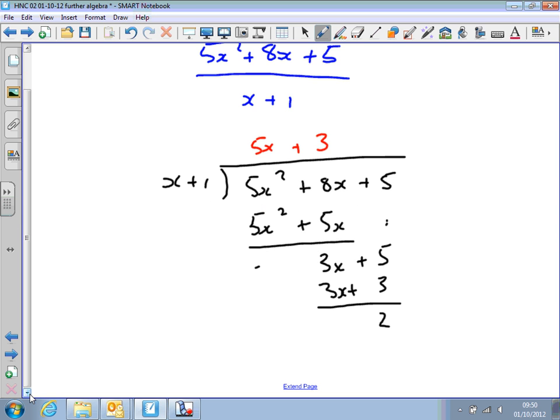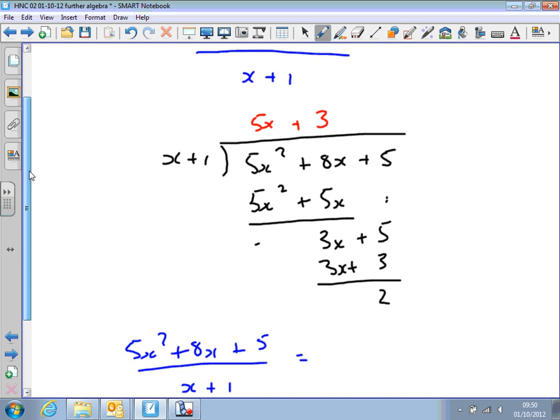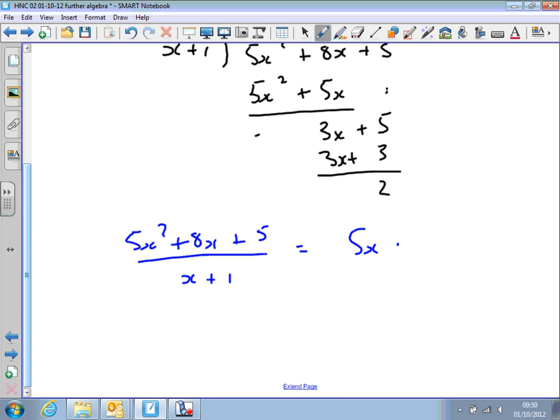So we can write that 5x squared plus 8x plus 5 over x plus 1 equals the top, which is 5x plus 3, plus the remainder. But how do I write the remainder? Correct, Tom, right. Whatever the remainder is, it's over whatever the divisor is, isn't it? It's a fraction. 2 over x plus 1.